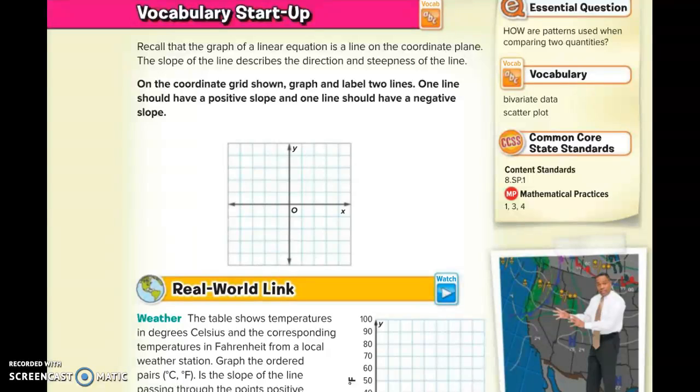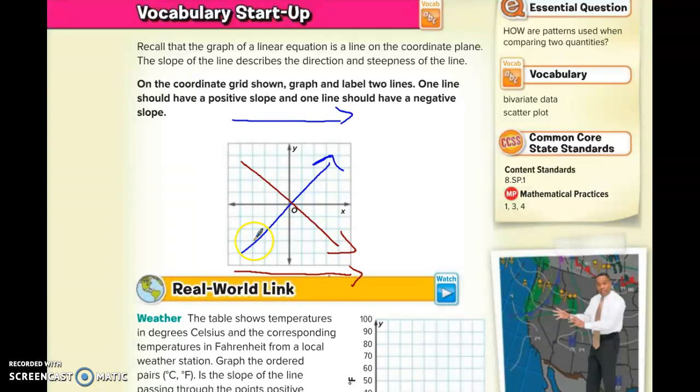So my blue line is going to be a positive slope because it's going uphill. And remember, when you're reading graphs, you're reading from left to right. So my line is increasing from left to right. My red line is a decreasing slope because, again, I'm still reading it from left to right and it's going downhill. Okay, so that was your bell work.